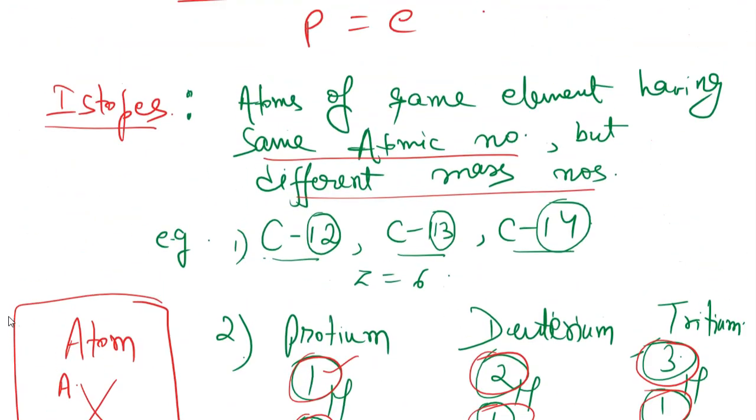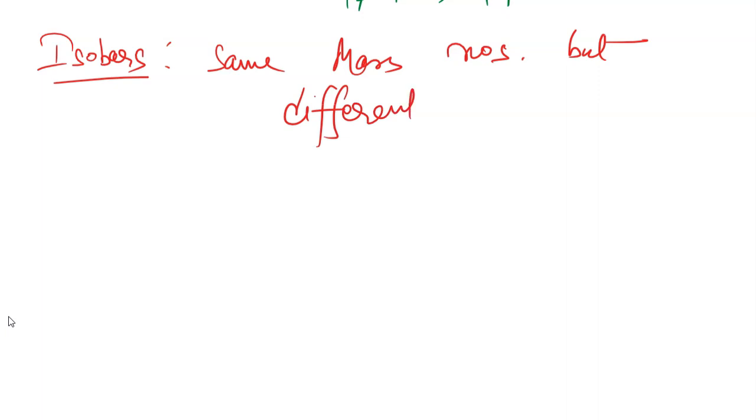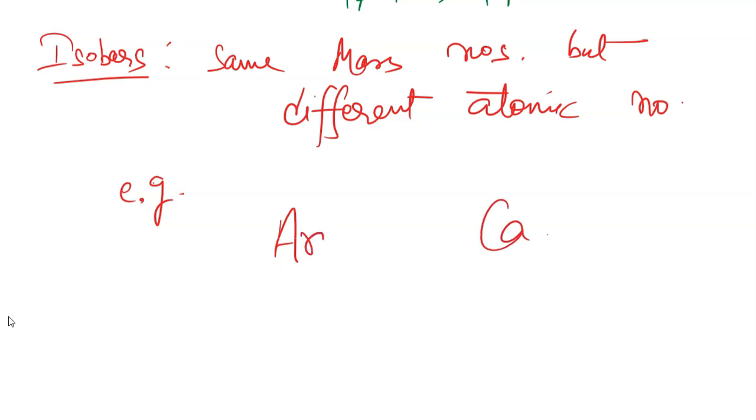So it is the opposite of the definition of isotope. Isotopes, what we saw, have the same atomic number but different mass numbers. Isobars are those which have the same mass numbers but different atomic numbers. Different atomic number means definitely the elements will be different. For example, in the periodic table we will see that argon and calcium have the same mass numbers but their atomic numbers are different, right? We just now saw the symbol. At the bottom we write the atomic number and at the top we write the atomic mass.